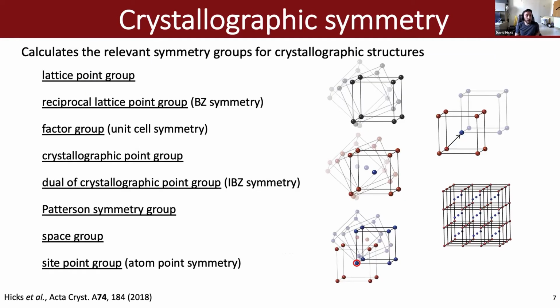Okay, so I'll briefly highlight some of the things you can calculate, and then I'll show you some online tools that you can use to actually calculate these things. With the software, you can calculate different symmetry groups for the structure. If you wanted the symmetry group for the lattice, we can calculate that. We can also calculate the Brillouin zone symmetry, what's known as the factor group, the unit cell symmetry, and all of these other different groups that are discussed in crystallography textbooks.